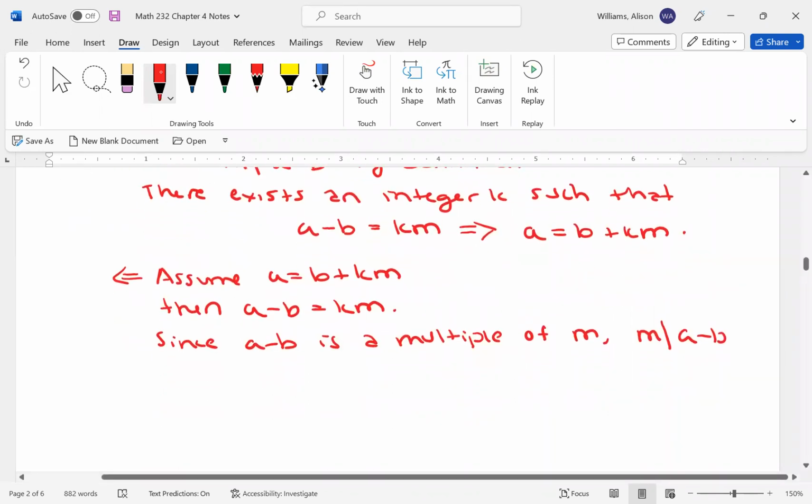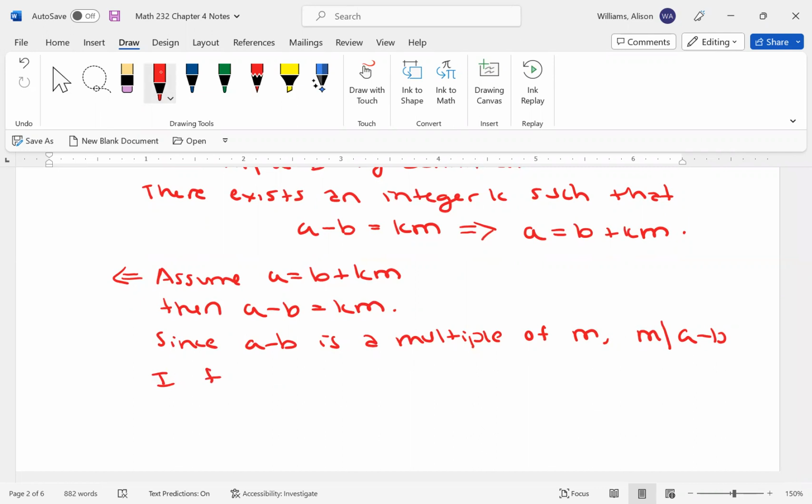And then it follows, wow, that's supposed to be a T, it doesn't look like a T. It follows that by definition, A is congruent to B mod M. Because we have a definition that says that if M divides the subtraction, they're congruent modulo M. And we're done. We did it.